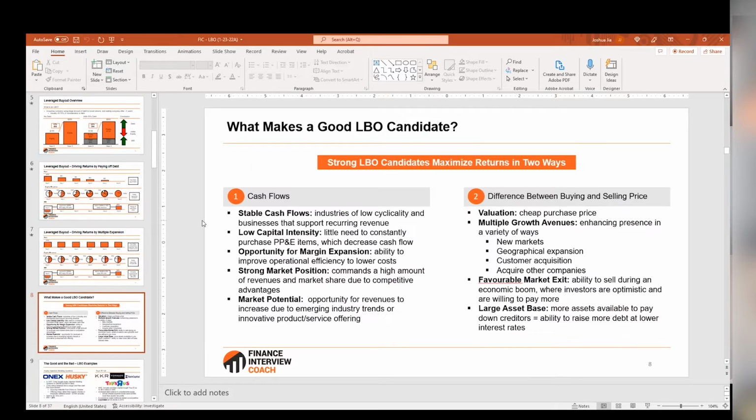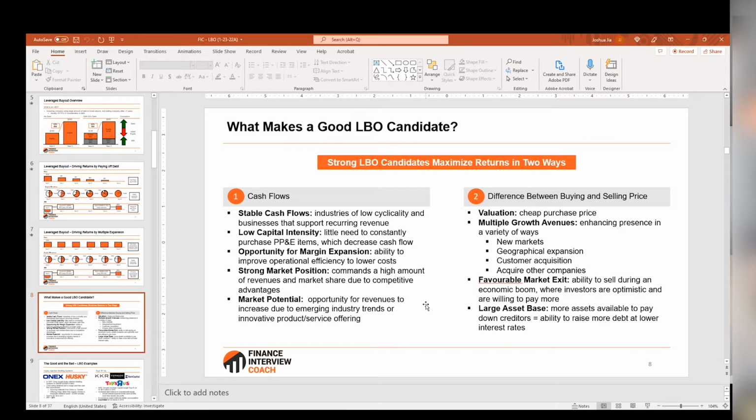Okay, great. All right, so let's keep going here. I want to save more time for the actual modeling, so I'm going to rip through this a little faster now. Okay, what makes a good LBO candidate? By the way, if you guys have questions, just raise your hand or whatever. I'll probably see it.